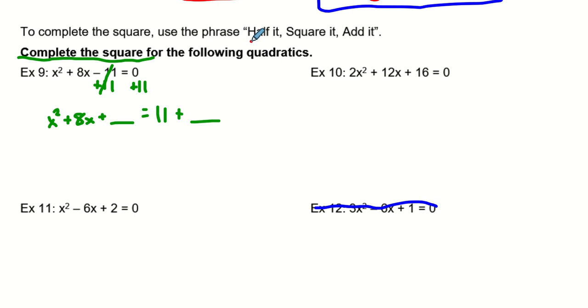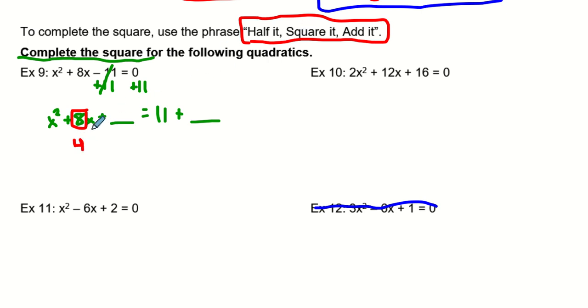So this is where this little hint up here says half it, square it, add it. So what you're going to do is take the number next to x, in this case, which is 8. So we're going to take 8, and we're going to half it. So what's half of 8? 4. And that number is going to be important later.